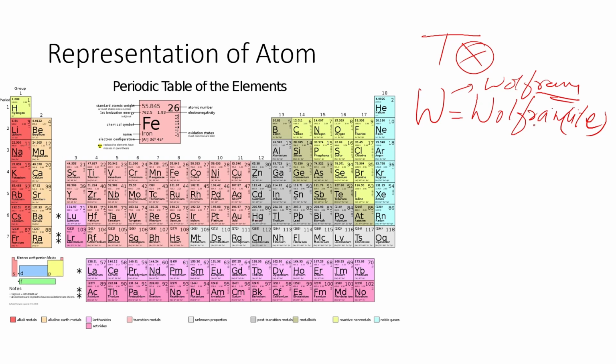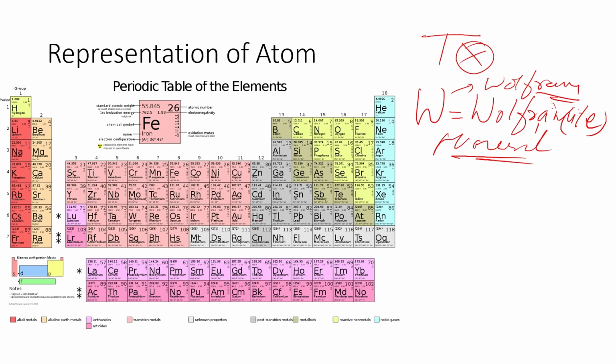So wolframite is the mineral from which tungsten was discovered. Okay, wolframite. So it's a mineral. Okay, so that is W for you.